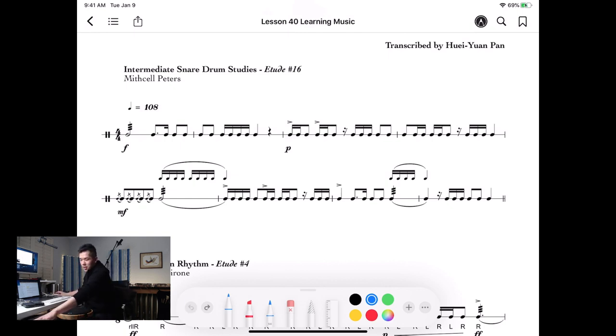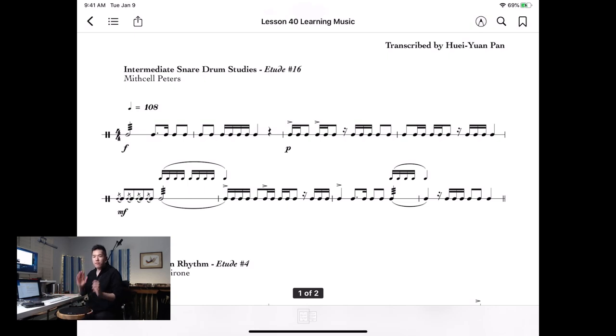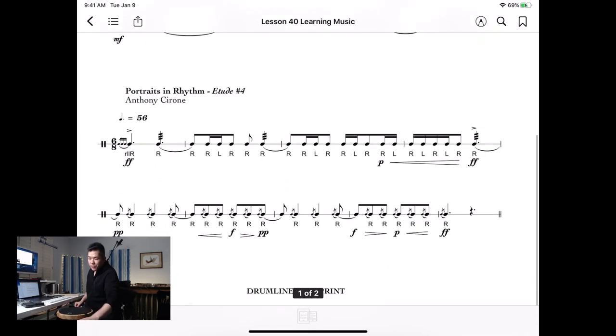In this example, I've got four examples for us today. The first one is a Mitchell Peters etude from his Intermediate Snare Drum Studies book. That's etude number 16, which is also the 2021 California All-State audition music, which I'll be doing a series of lessons on as well. We're doing some video lesson build-outs for our institution accounts for Drumline Chops. So this is one of those that we're doing for California this year.